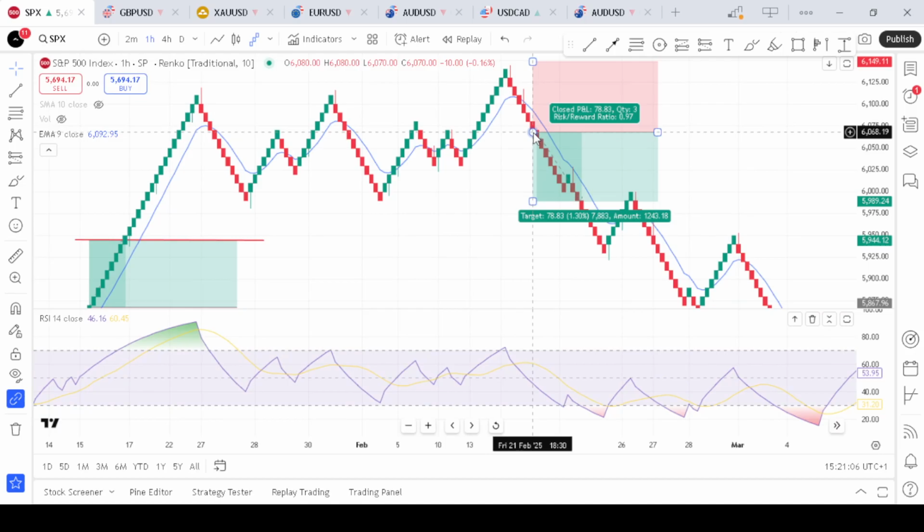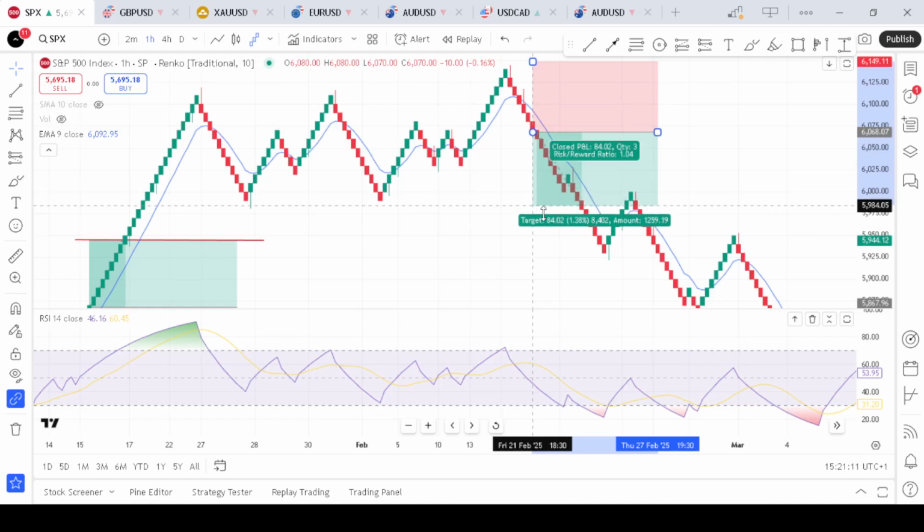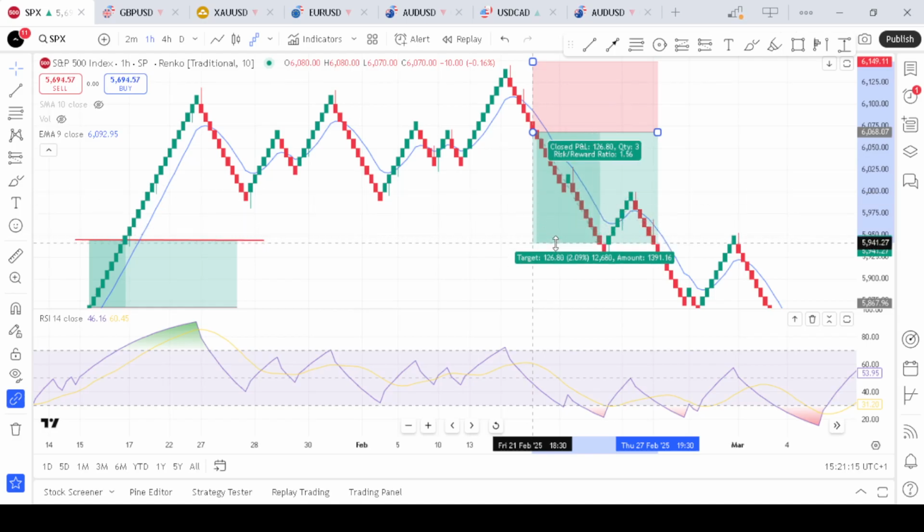Same with your selling trade, your short trade. When you take your entry, for your first take profit, you should go for a minimum of 1:1.5 before you decide to use a trailing stop loss to scale in and secure profit as price keeps on moving in your direction.